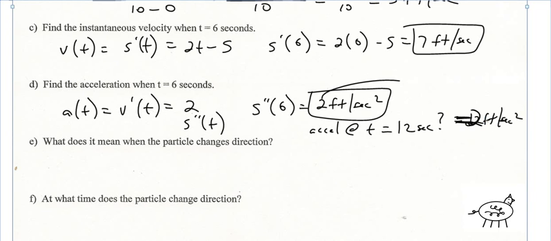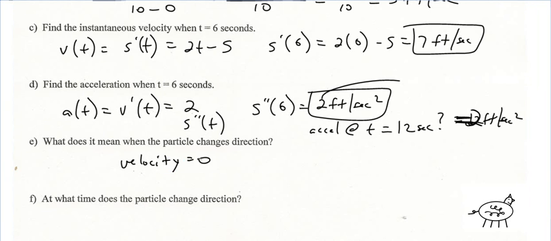All right? What does it mean when the particle changes direction? Well, think about that. When it's traveling forward, and I'm not talking about changing direction as in going side to side or making a right turn, left turn. I'm talking about going from forward to reverse. So what does it mean when it changes direction? It means that the velocity equals 0. That's changing directions.